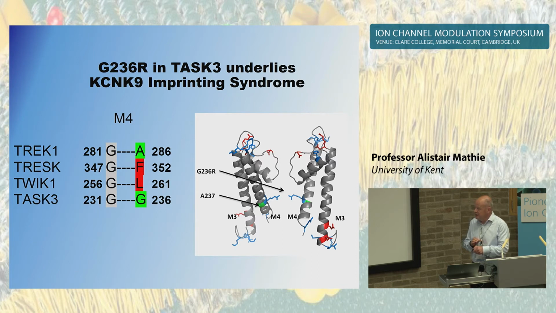They have a more bulky amino acid here, and that does interfere with certain regulation of the channels, certain gating properties of the channels. But for TASK3, normally this is a small amino acid, a glycine residue. In the disease state, KCNK9 imprinting syndrome, it's called imprinting syndrome because it's an imprinted gene, and so we inherit TASK3 mostly from our mothers. So it's much more susceptible in that sense to point mutations. And mutations at this amino acid, changing it to an arginine residue, is what's been identified in patients that suffer from KCNK9 imprinting syndrome.